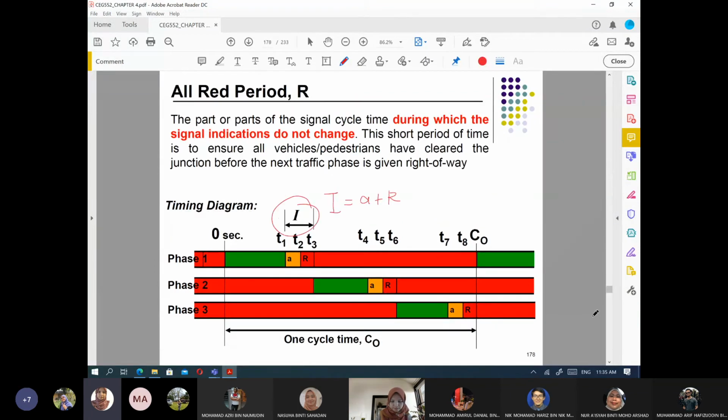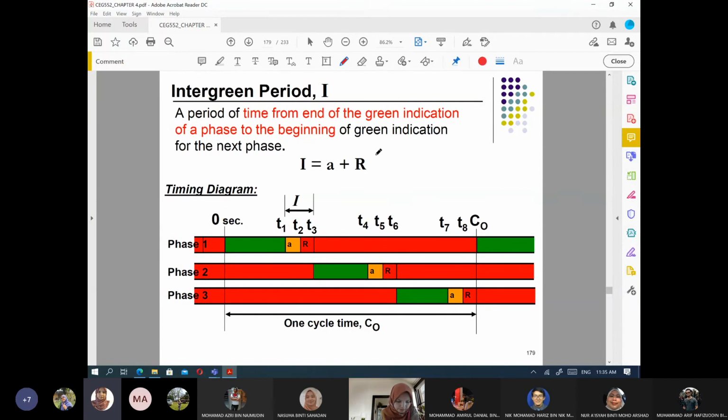Intergreen period. I, that is I. See on the next slide, this one. Okay, this is I. I is a period of time from end of the green indication of phase to the beginning of green indication for the next phase. So daripada green time yang fasa pertama tu berakhir, di sini dia dah end, sampailah fasa kedua punya green time nak bermula. So masa ni lah kita panggil sebagai intergreen period. So this is I equals to A plus R. Ada setengah I tu sama dengan A saja, amber saja, sebab R dia kosong.